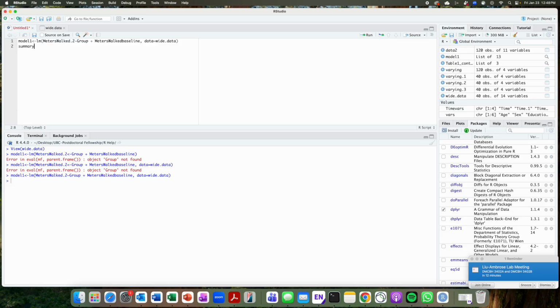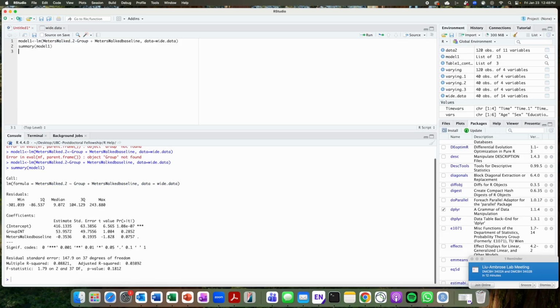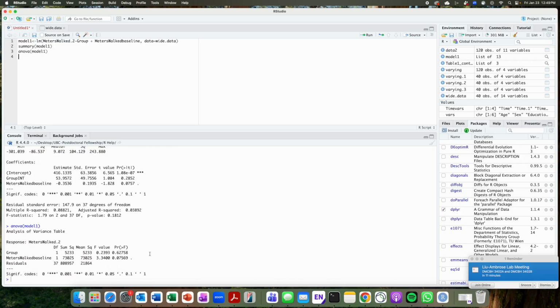Now I can go ahead and look at a summary of the actual model. So this is what it looks like. Now we can see that our meters walked baseline is significantly associated with meters walked at the follow-up time point, however there's no significant effect for group. And again, if we were to look at our ANOVA table, we again see that there's no significant effect for group. And so this is going to be the telltale sign that there's no significant group effect.